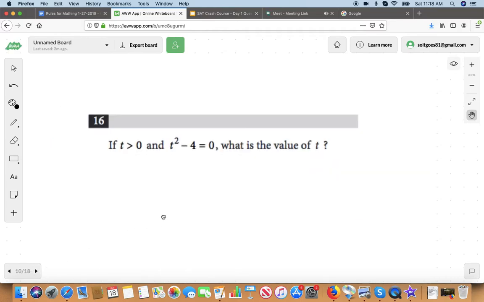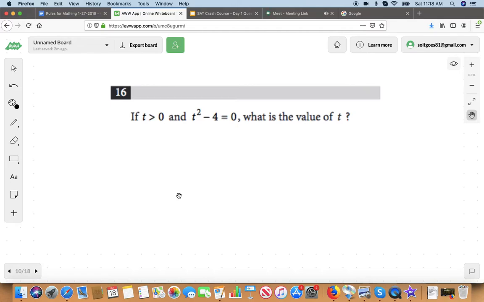Oh, I love this question so much. Go ahead and read question number 16 for me, please. All right. If t is greater than 0 and t to the power of 2 minus 4 equals 0, what is the value of t?